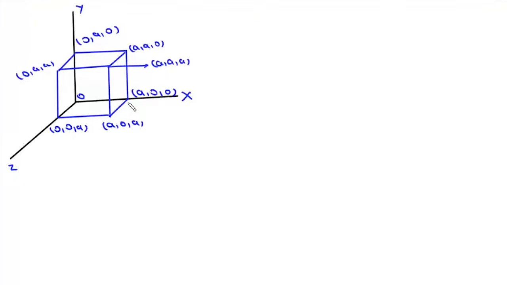Now we'll name them. Suppose this is O, A, B, C. Now this is D, E, F, and G. Now we have 4 body diagonals.